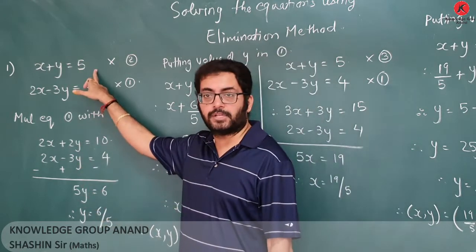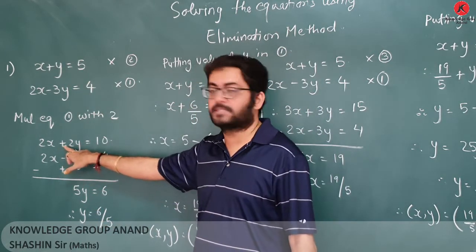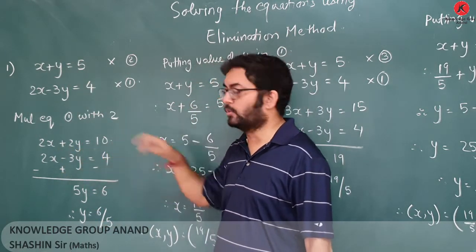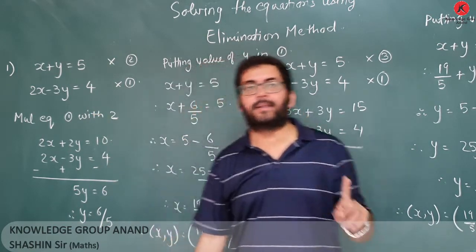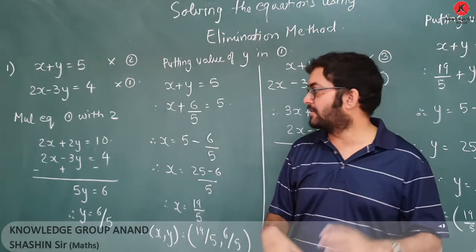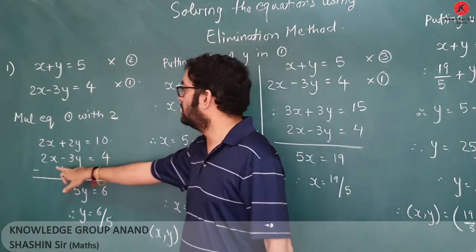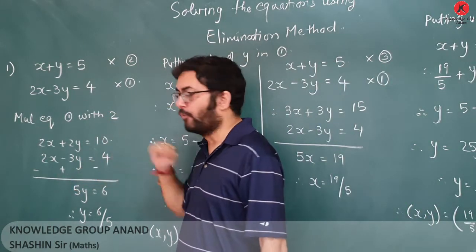So now my equation number 1 becomes 2x plus 2y is equal to 10. Second equation I have multiplied with 1. So when you multiply any equation with 1, you get the same equation. So second equation is 2x minus 3y is equal to 4.